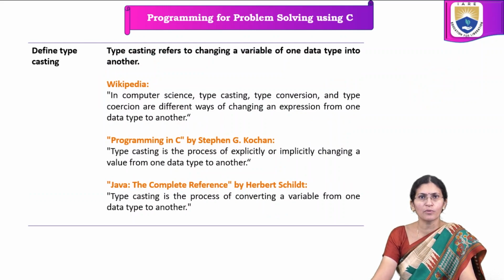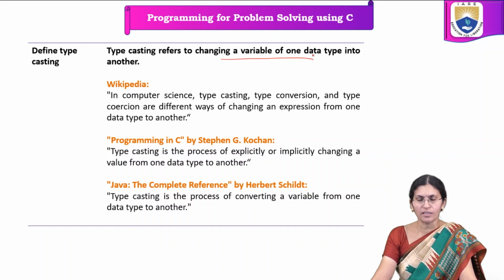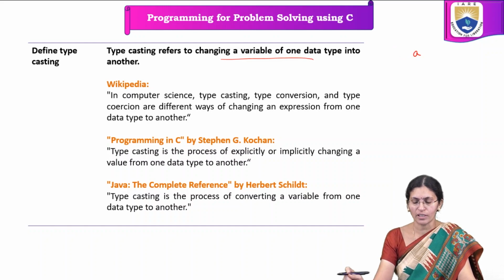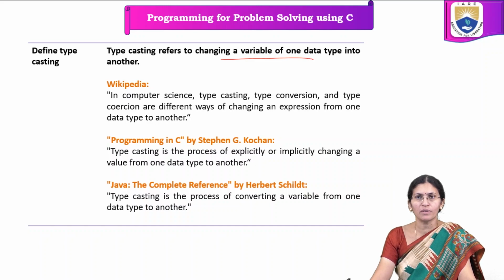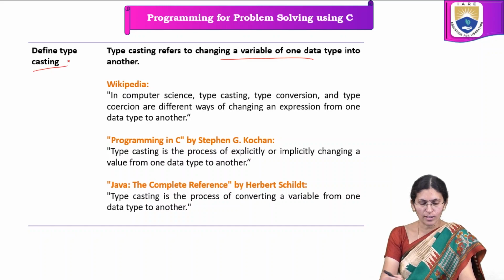Typecasting is a process that refers to changing a variable of one data type to another. In any programming language, we have the data type of the variable. We'll also see the definition of a variable. Any variable has a data type, and we can convert the variable data type from one type to another, explicitly as well as implicitly. One of the type conversions is typecasting. Let us see the definition and then we'll summarize the concept.